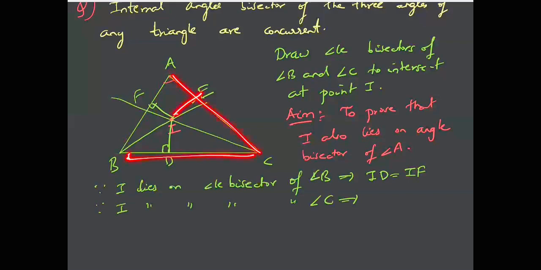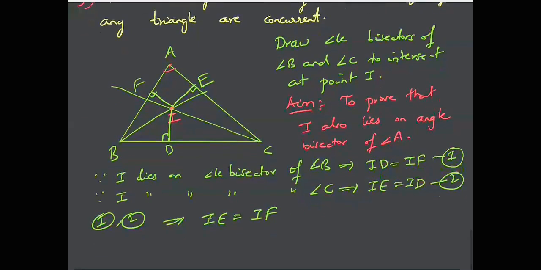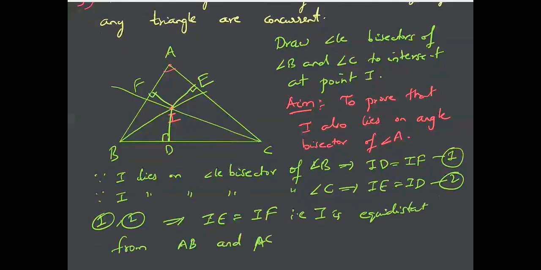That is, IE is equal to ID. So now from these two equations, I can say that IE is equal to IF, right? That is, I is a point which is equidistant from AB and AC. What do you mean that I is equidistant from AB and AC? This simply means that I must lie on the angle bisector of angle A. So this implies that I lies on the angle bisector of angle A.